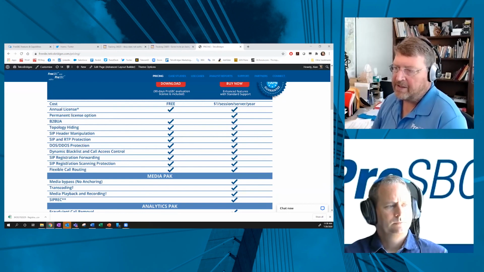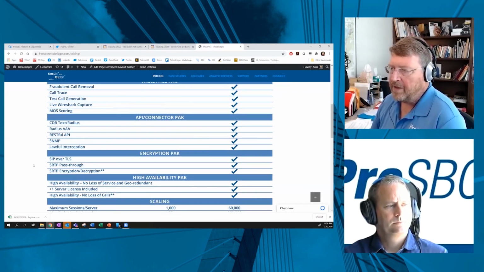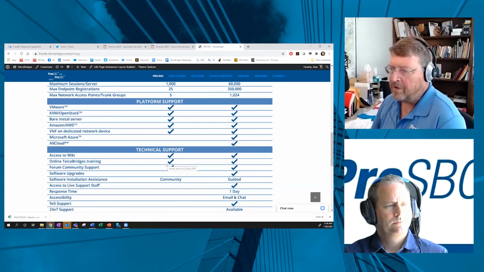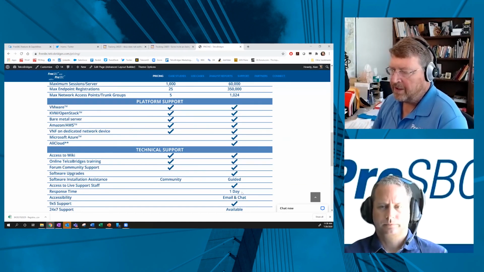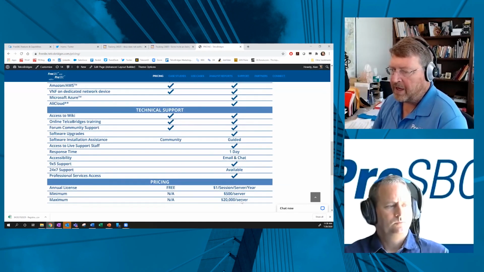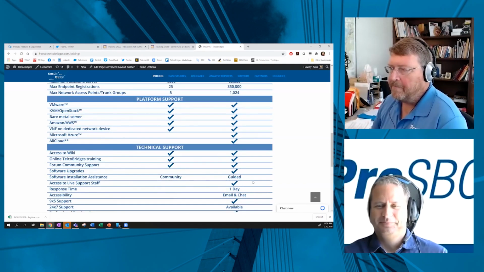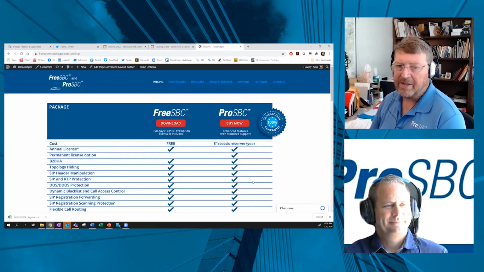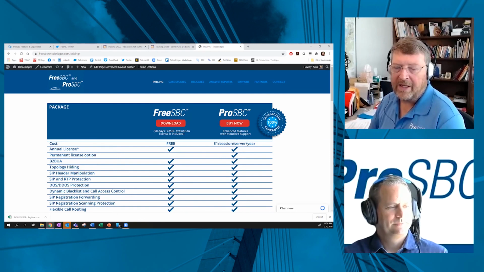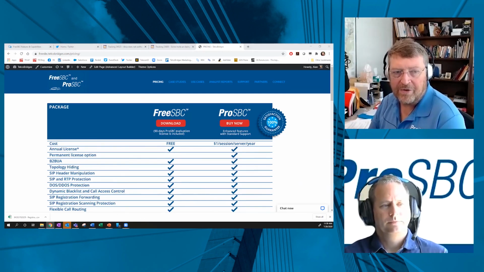So FreeSBC has a basic feature set and different options for support: the simplified self-help and the wiki, versus the additional effort that the training folks have. Obviously, a big difference in pricing, right? Free versus $1 a session. But one of the questions that pops up all the time is, what's the difference from a software standpoint? And I'm just going to quickly shift back to our other screen here.